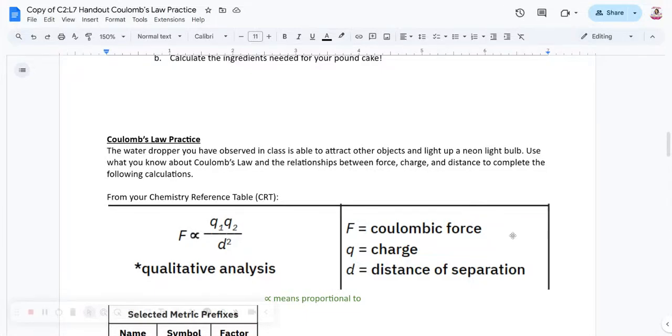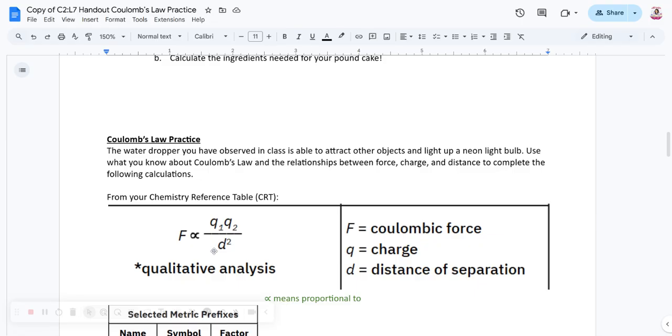So we're taking a look at the second half of the Coulomb's Law practice handout. We looked at the first part. Feel free to use that video for that first half. And now we're going to take a look at the second half, right? As we're looking at it, we're going to use this expression that we learned about prior, and we're going to figure out how we can apply it.